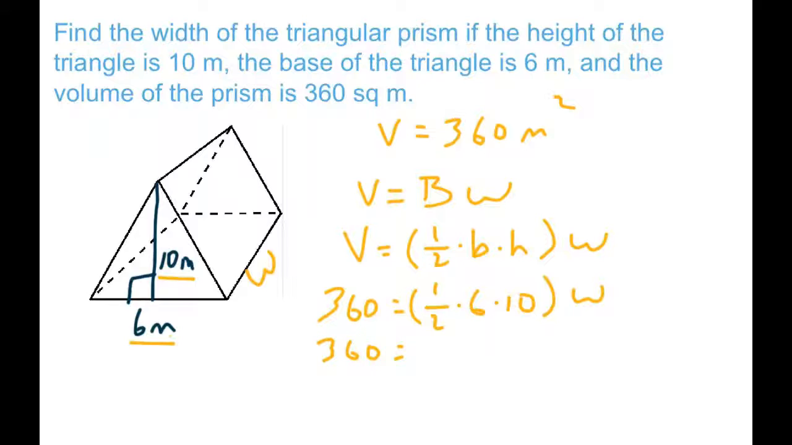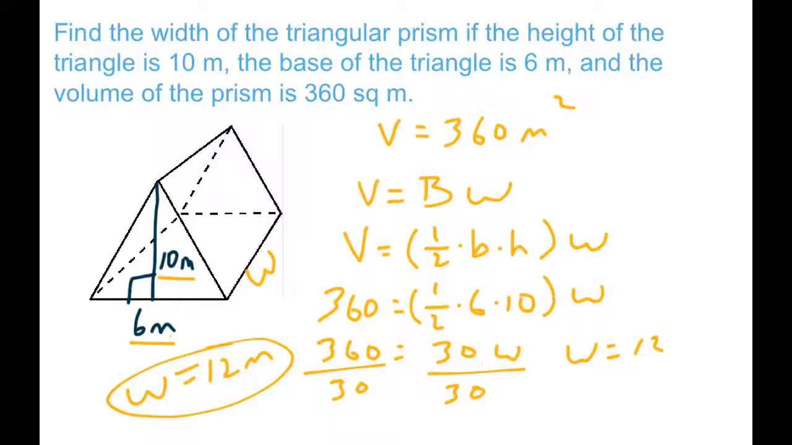Alright, we can multiply everything in the parentheses. 1/2 times 6 times 10. We get 30. And then we're at a one-step equation. Again, we'll use inverse operations. We'll divide by 30 on both sides. W equals 12. So I'm going to write my answer with a label. W equals 12 meters. And that's our width, 12 meters.